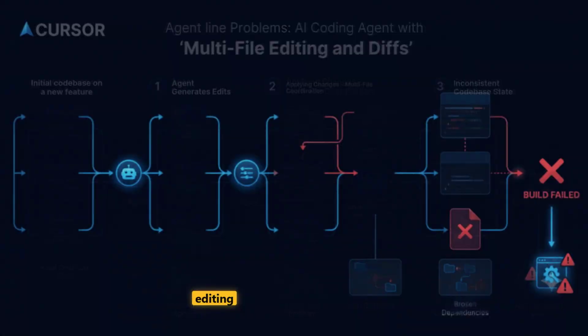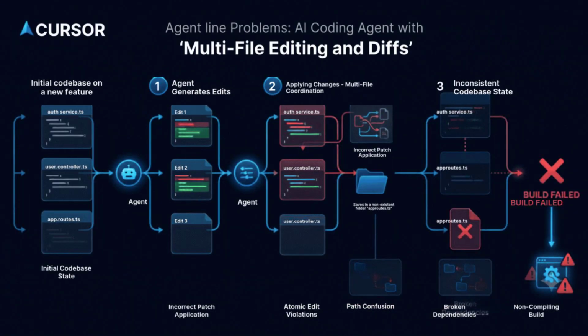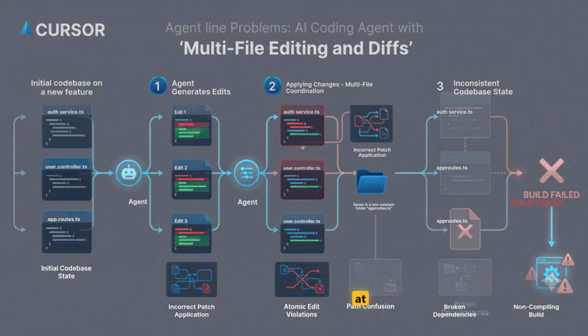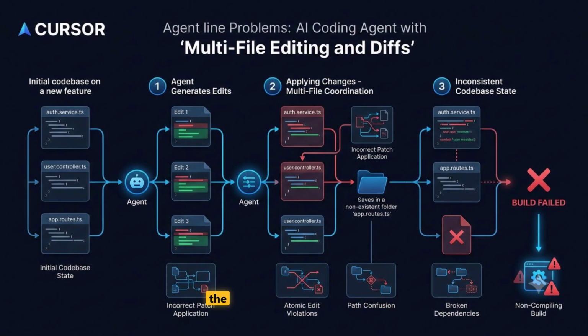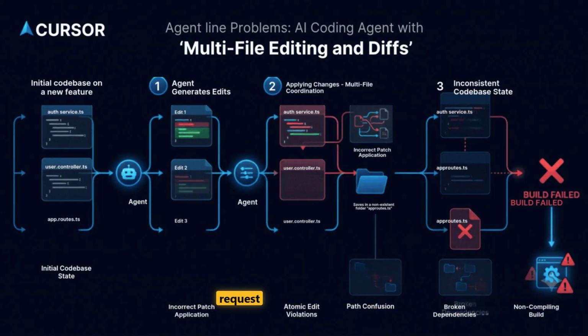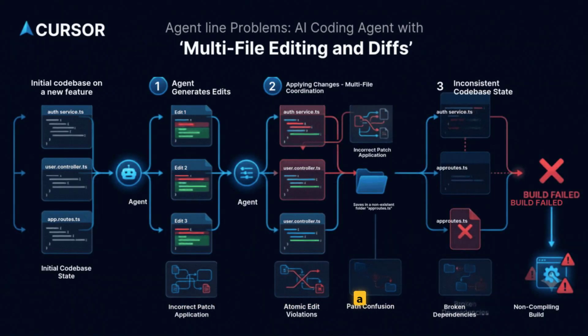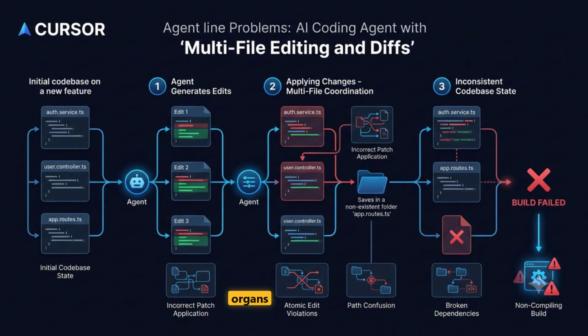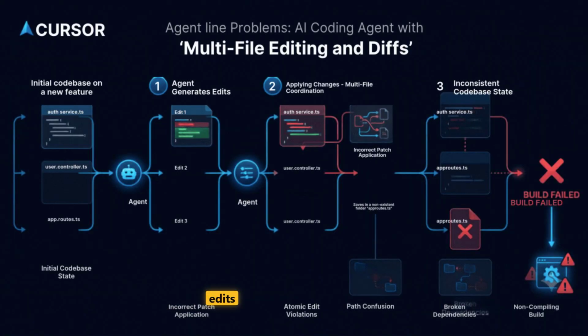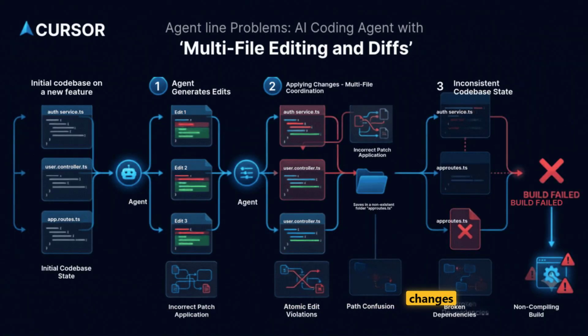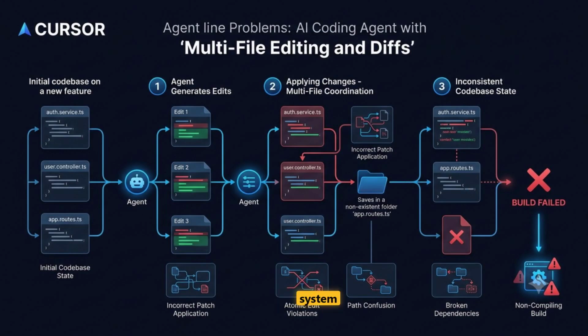An agent editing multiple files without atomic execution breaks your build instantly. Look at the left side of the screen where 3 separate source files enter the agent's pipeline for a single feature request. Think of this like a surgeon operating on 3 organs simultaneously while blindfolded in one eye. On the right, the agent generates 3 distinct edits, but without coordination. Those changes scatter across the file system.